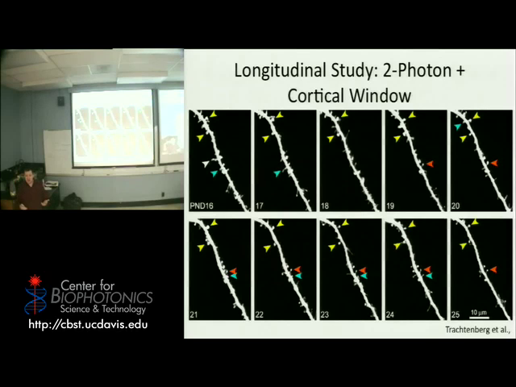And he can actually track synapses in an animal over an extended period of time. Then the next step would be, let's do certain behaviors, let's do certain activities, and see how that affects this number.